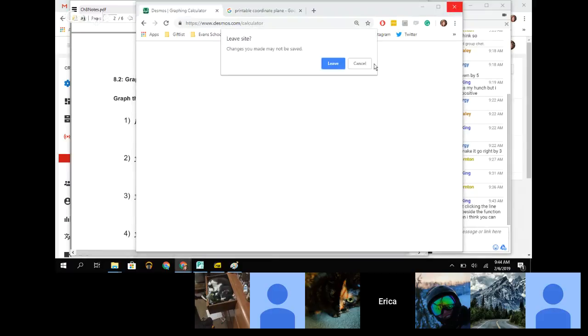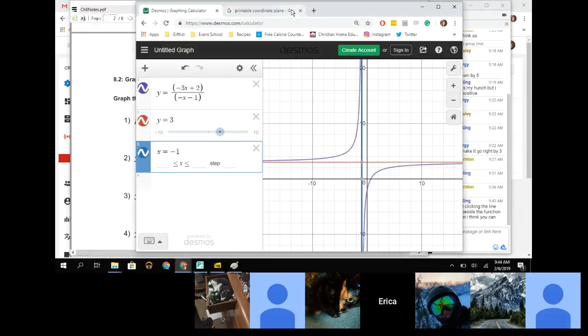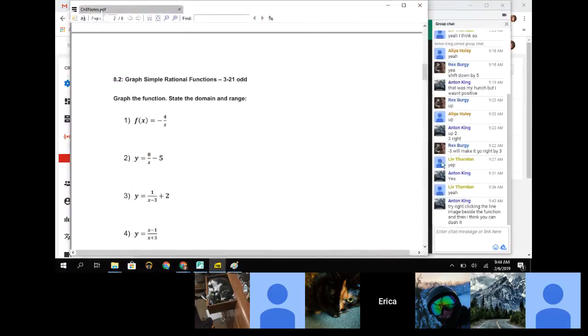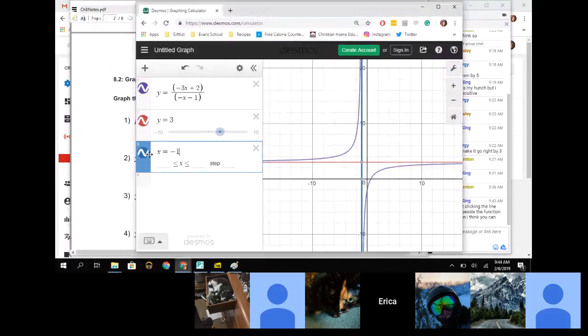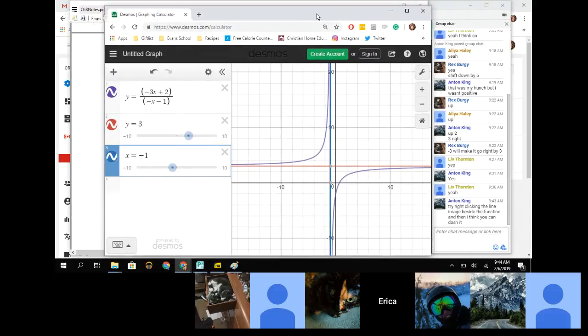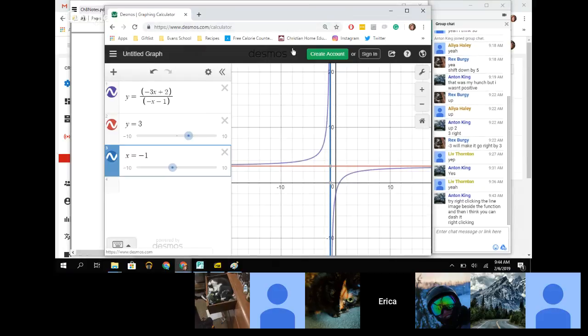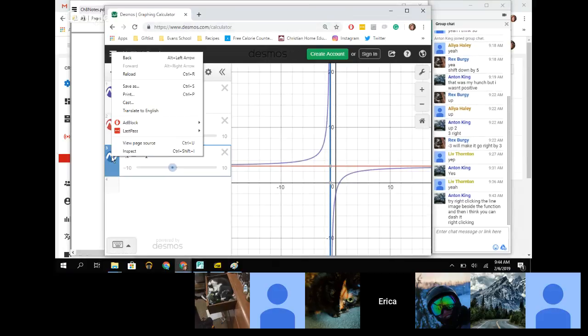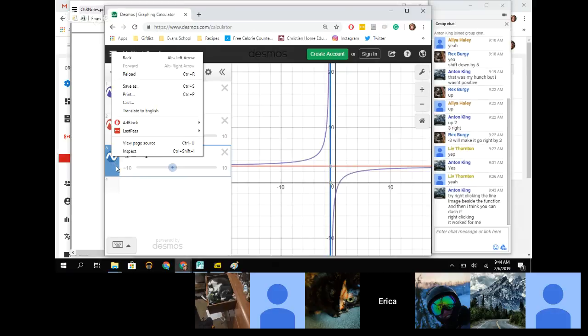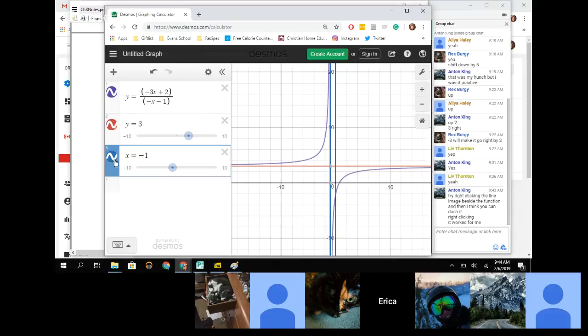All right. No, I don't want to leave the site because I want to leave Desmos up. Anton was going to tell me how to do it. Try clicking the line image beside the function, then you can dash it. I knew there was a way to do that, Anton. Right clicking, that's what I was trying to do. I thought that I could do that, but it wants to do something else.